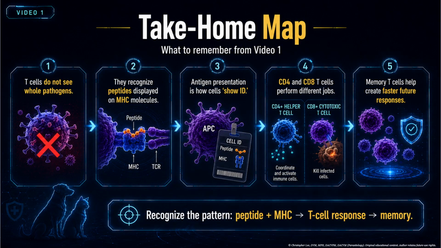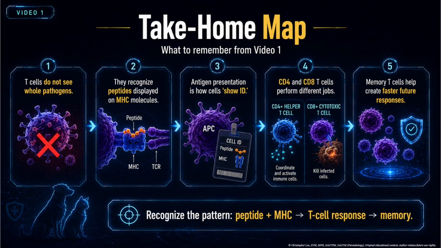Let's bring this first video together. There are 5 big take-home points. First, T cells do not usually see whole pathogens directly. Second, T cells recognize peptides displayed on MHC molecules. Third, antigen presentation is how cells show molecular ID to the immune system. Fourth, CD4 and CD8 T cells have different jobs. CD4 T cells coordinate immune responses, while CD8 T cells kill infected or abnormal cells. Fifth, memory T cells help create faster future responses.